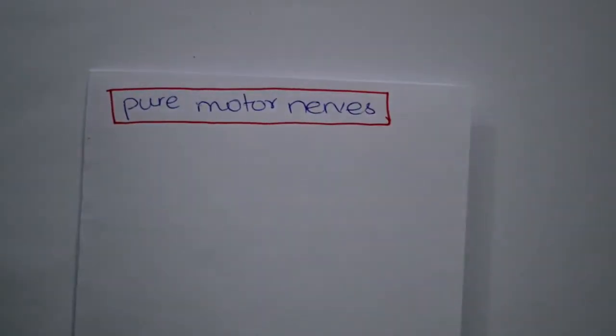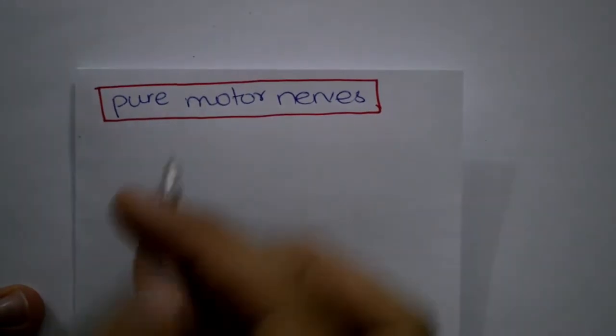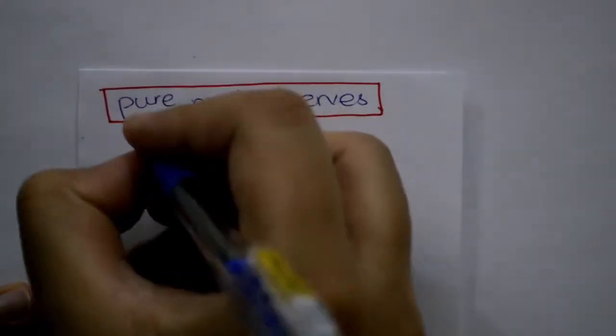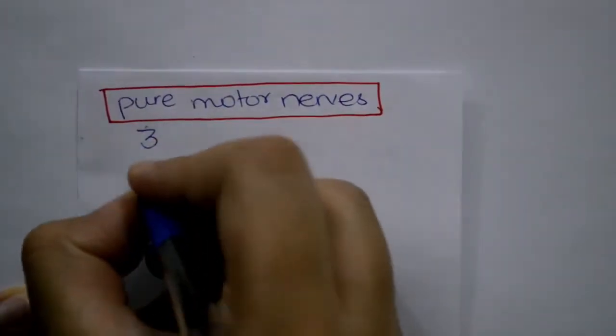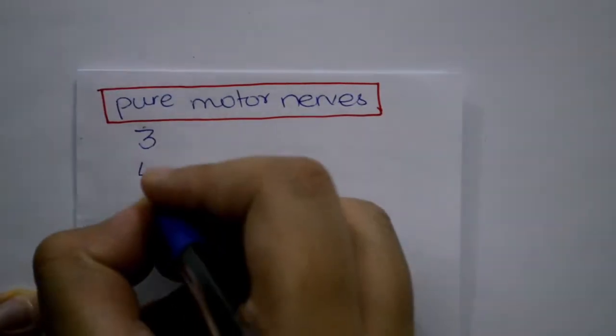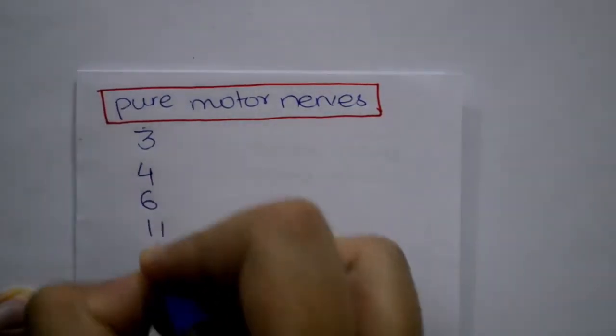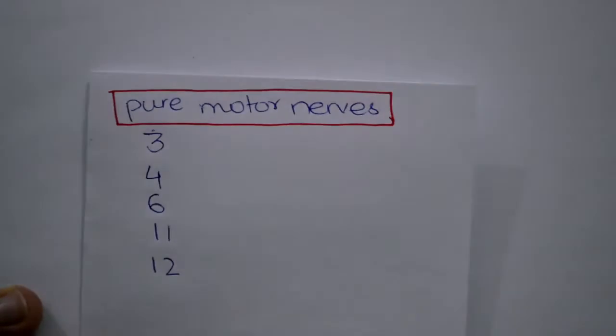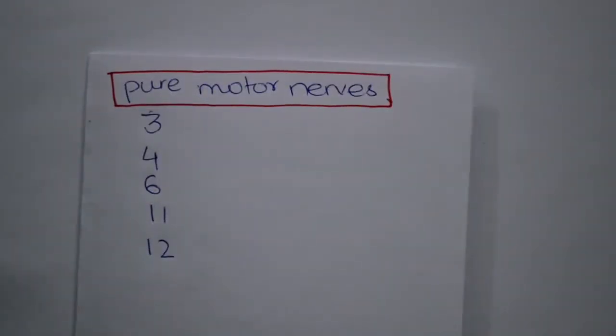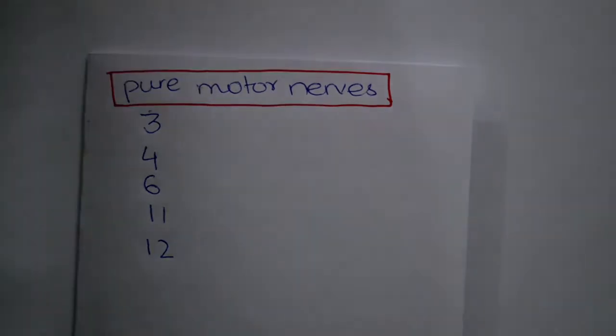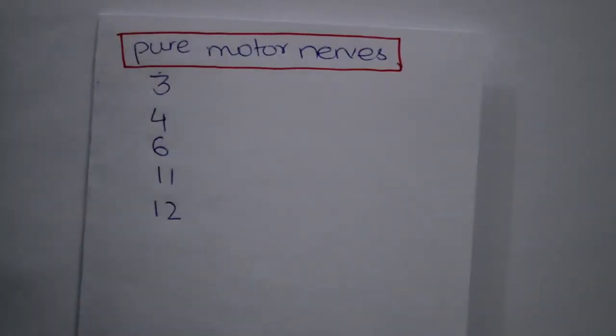The pure motor nerves are 3, 4, 6, 11, and 12. You can use the Roman writing, which is preferable, but I'm just writing it because this is how it's easier to remember. And yeah, so these are the pure motor nerves, and these are 5 in number.